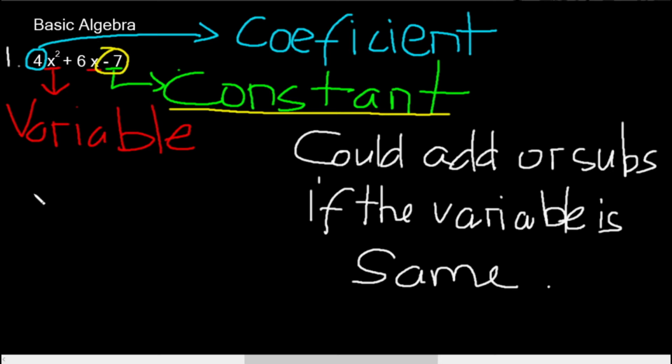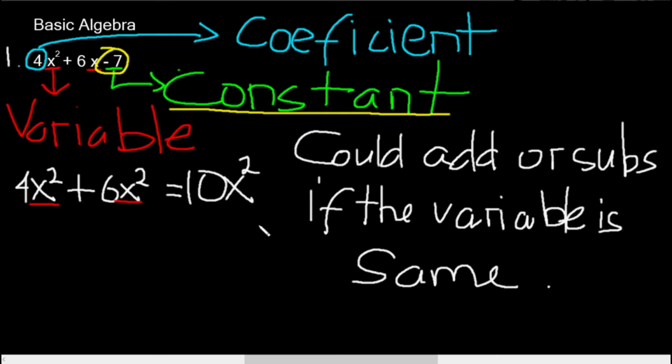Okay, so let's say I got 4x squared plus 6x squared. As you could see, the variable is the same. Both are x squared, so you could add them. How do you add them? You add them by adding the coefficient in front. So 4 plus 6 is equal to 10x squared.